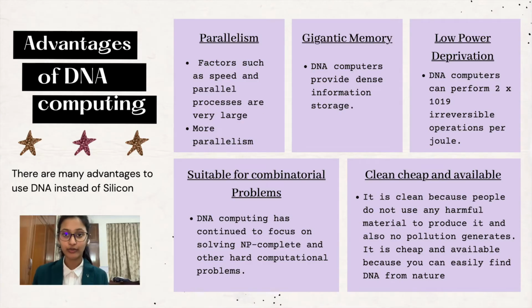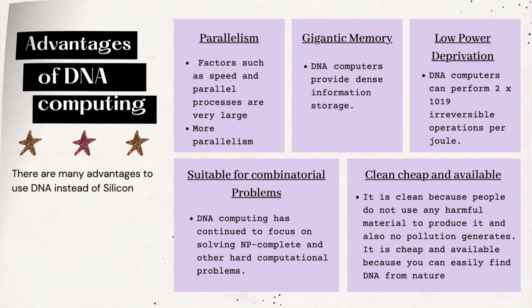Now let's talk about the advantages of DNA computing. There are many advantages of using DNA instead of silicon chips. Some examples are parallelism, gigantic memory, low power consumption, suitability for combinatorial problems such as NP problems, and being clean, cheap and available because they don't use any harmful chemicals and they're naturally available in nature.